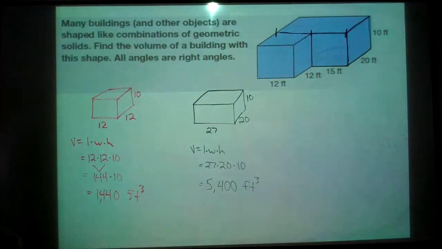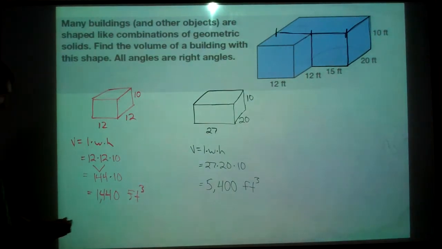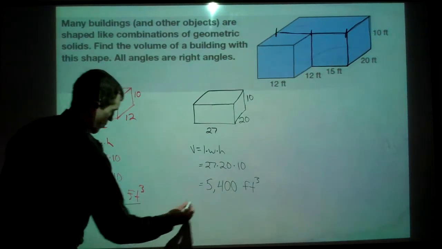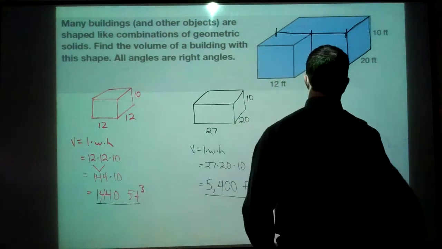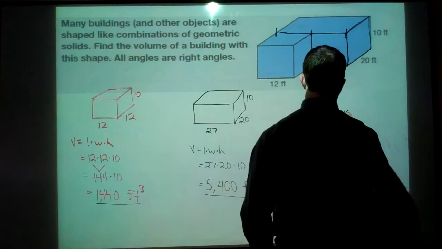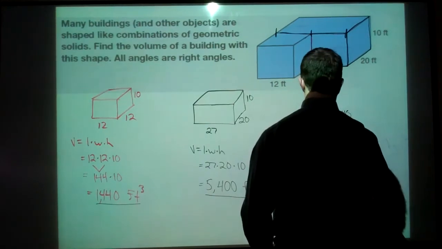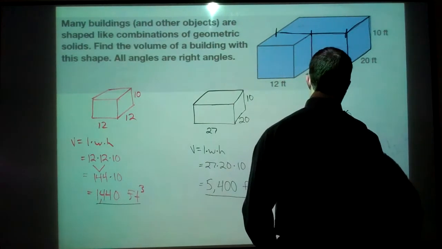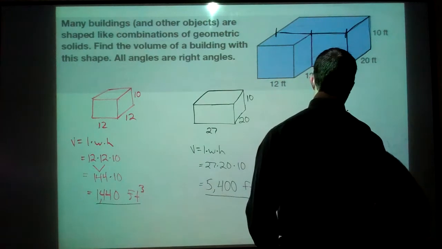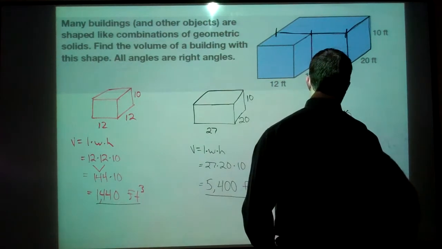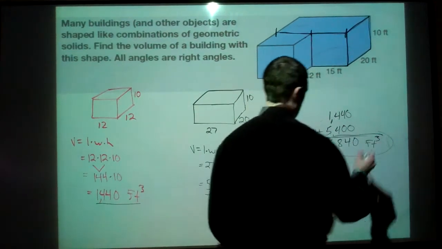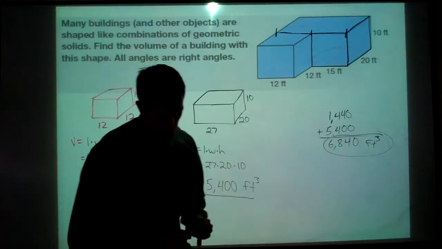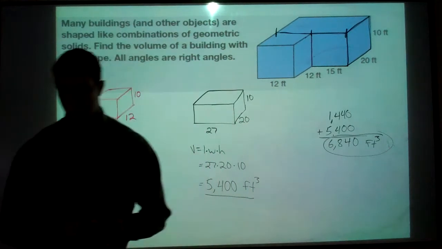Okay, we're not done though because it wants the full volume. So we're going to add this together with this, and that should give us our final answer. 1,440 plus 5,400, and we should get 6,840 cubic feet. Looks like we got it right.